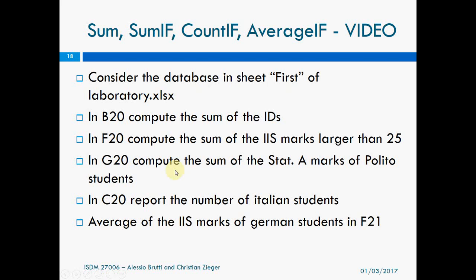In B20, you need to compute the sum of the IDs. In F20, compute the sum of the IIS marks larger than 25. In G20, compute the sum of the state A marks of Polito students. In C20, report the number of the Italian students. And last point of the exercise, the average of the IIS marks of German students in F21.